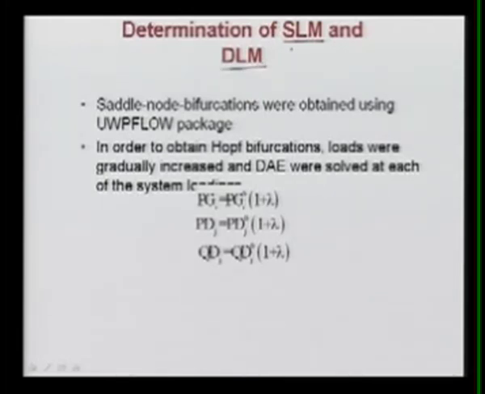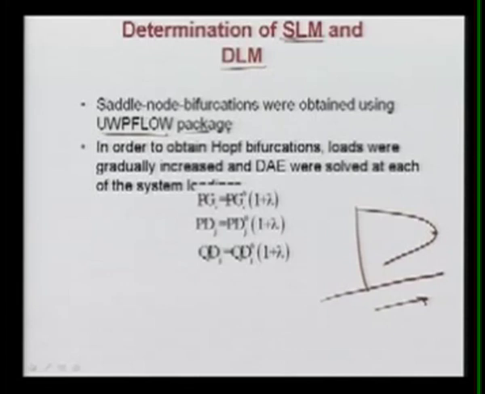To determine this static load margin, as I said, we can use one package, that is the University of Waterloo power flow. This UWPFLOW, U W for Waterloo, P for power and FLOW for flow, is a package that is free of charge and can be downloaded. As you know, it works on the continuation power flow method. So by changing the load parameter, you can get the complete saddle node bifurcation, and then you can get the margin from the starting point.